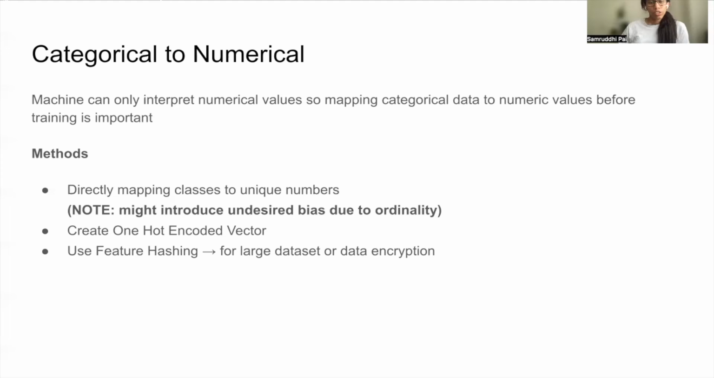Feature hashing is also one way of doing so, where you have a function that takes in your input and converts it to a numeric value. It is used generally for larger data sets or where you need data encryption because the function is actually hidden.